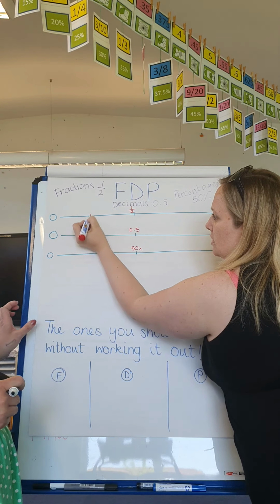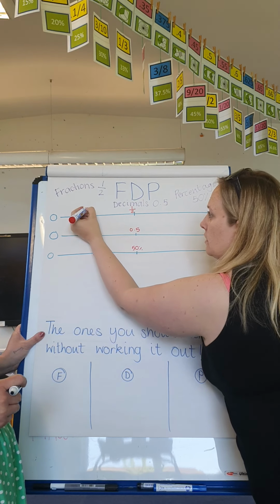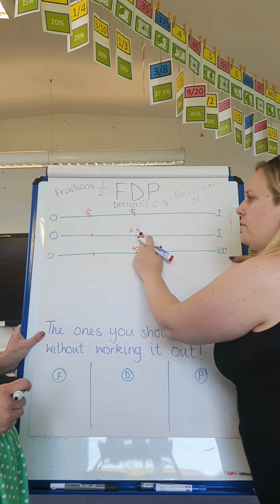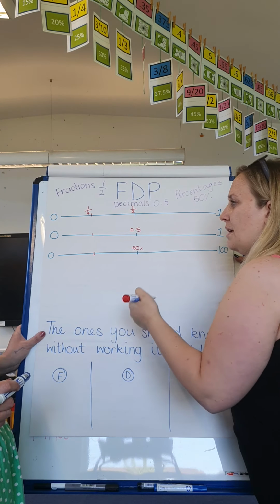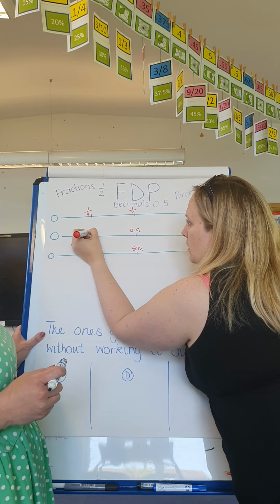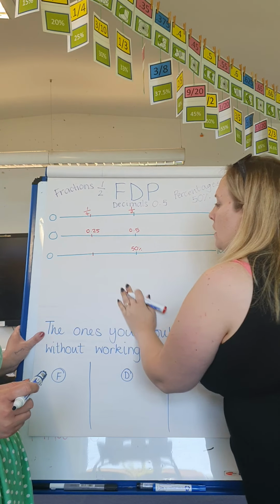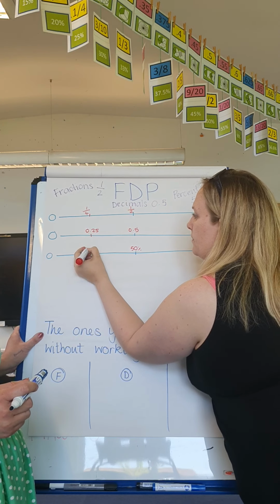So let's do this one now. So half of a half is a quarter. Half of 0.5 is 0.25. So 5 halved is 2.5. So 0.25. And then what's half of 50? 25. 25%.